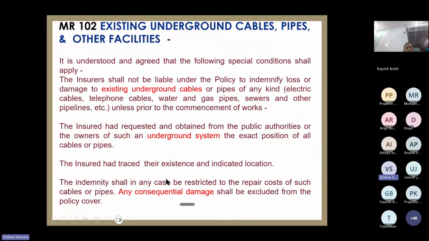So इसमें क्या है? What is the condition? Any one accident, this indemnity limit is restricted to the repair cost of such cables or pipes. Replacement नहीं देंगे, repairing देंगे. जहाँ damage हुआ है, many times contractors ask for replacement of the entire cable. Sorry, only the repairing of damage will be there for pipelines or cables, and any consequential loss is also excluded in terms of this MR 102.